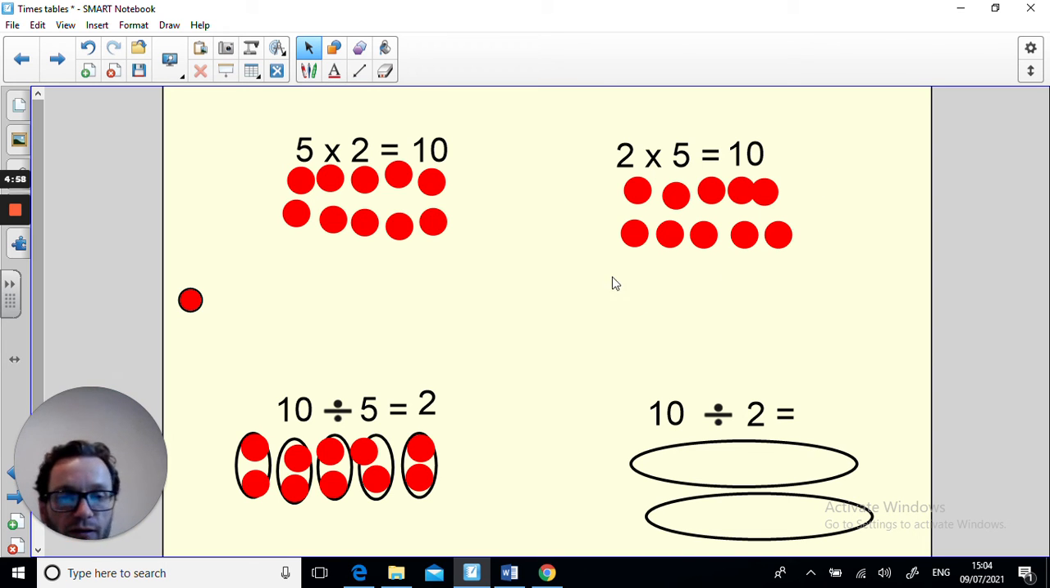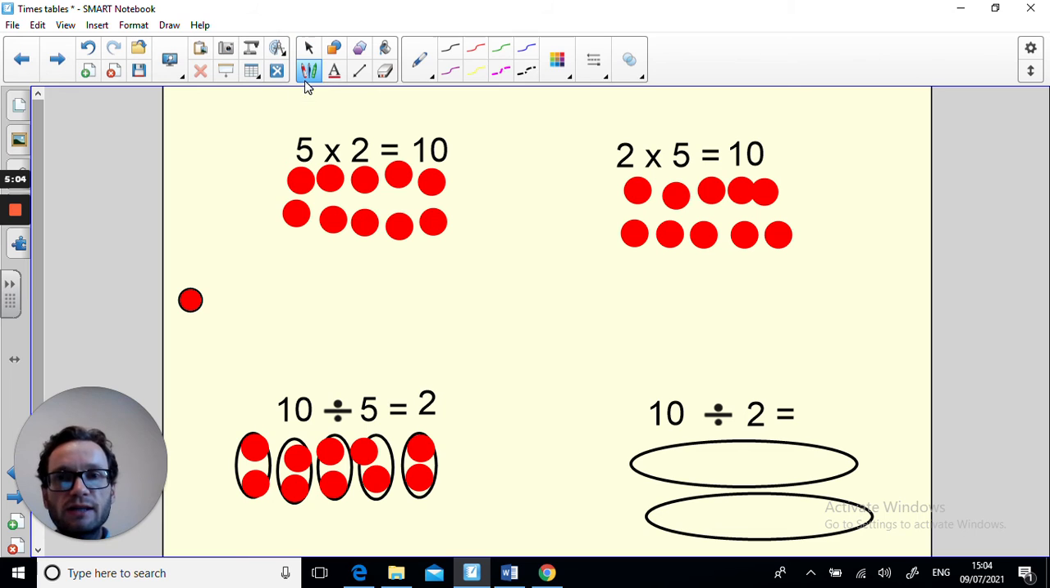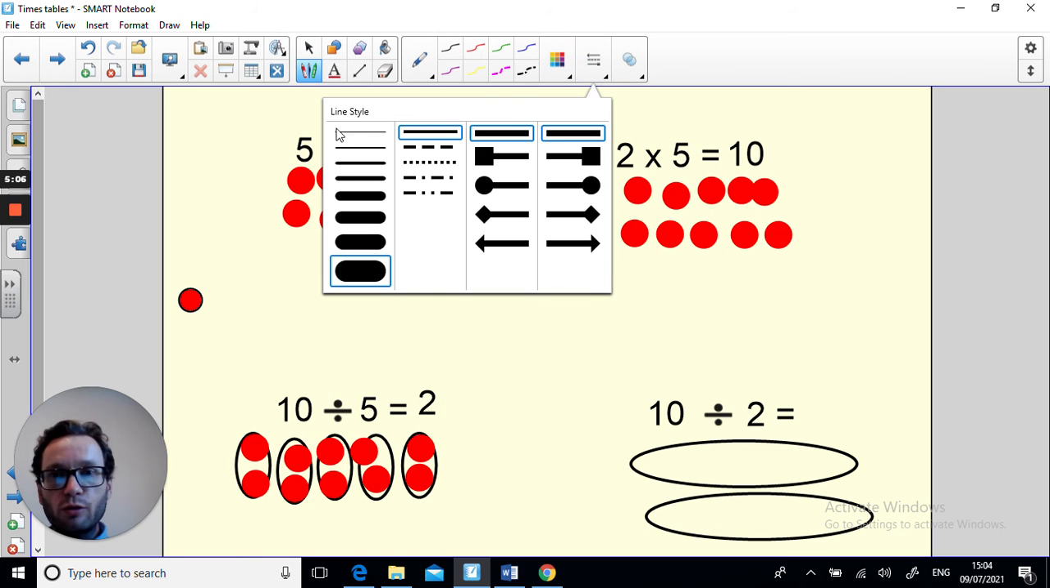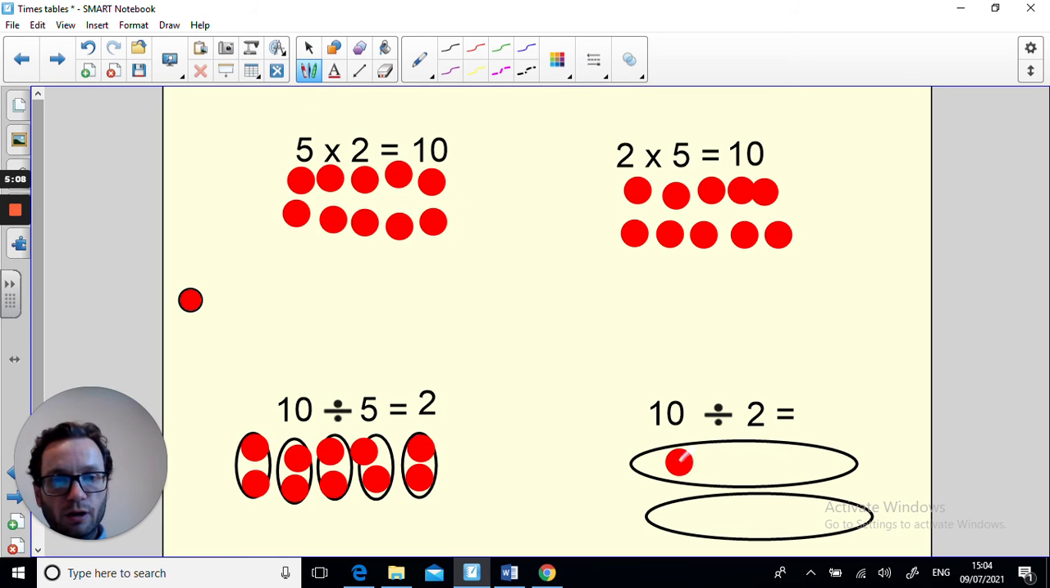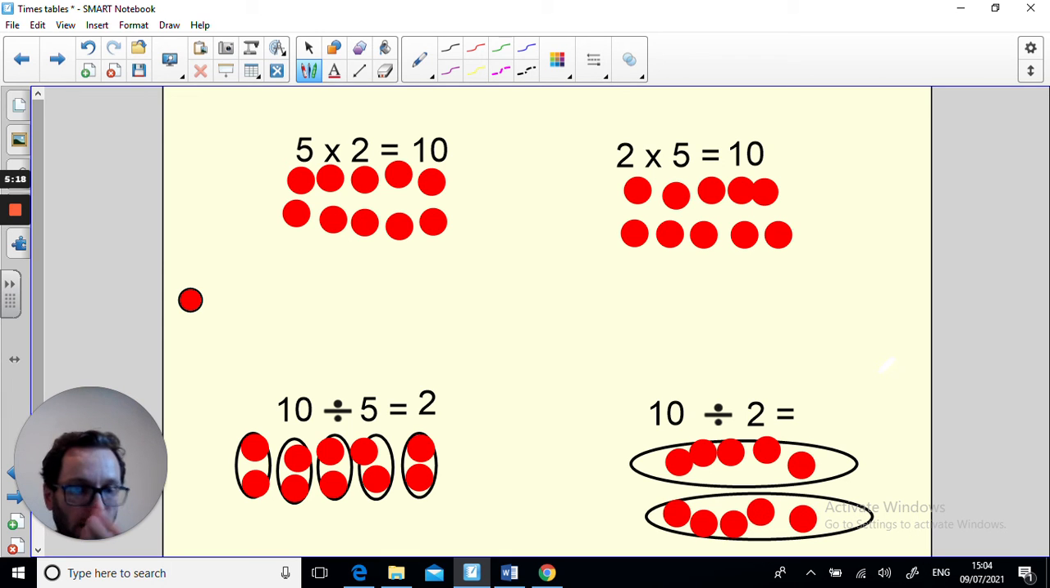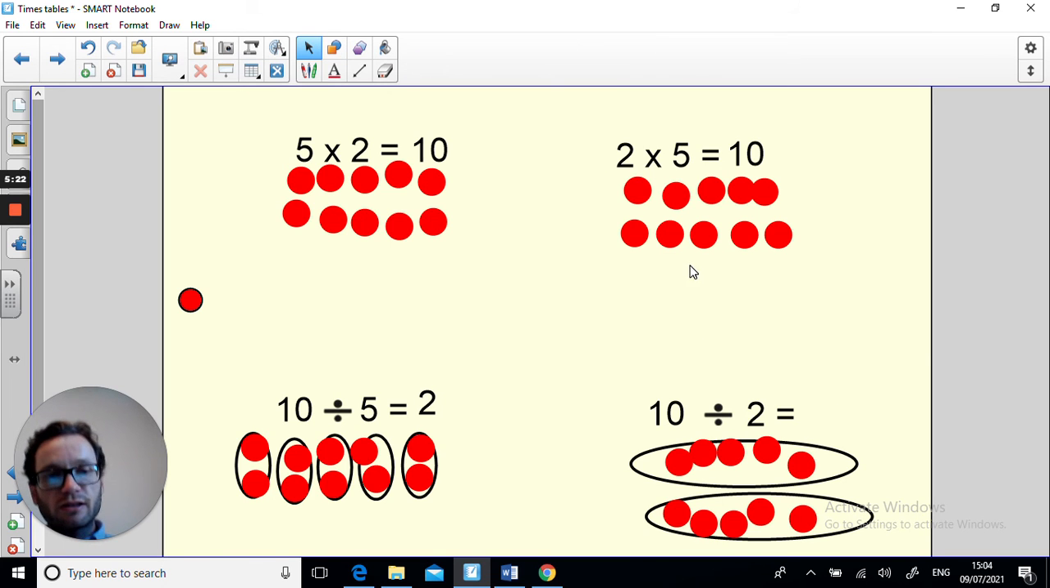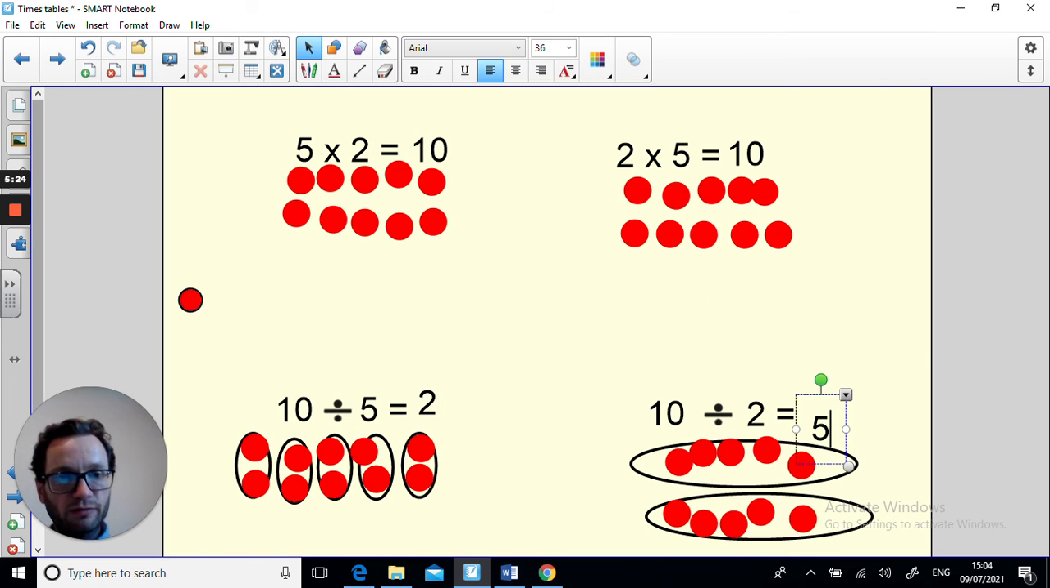If we look down in the bottom right, we have 10 divided by 2. Okay, so let's share our 10 sweets among 2 plates. Okay, so 1, 2, 3, 4, 5, 6, 7, 8, 9, and 10. And we can see there are 5 sweets left on each plate, so 10 divided by 2 is 5.